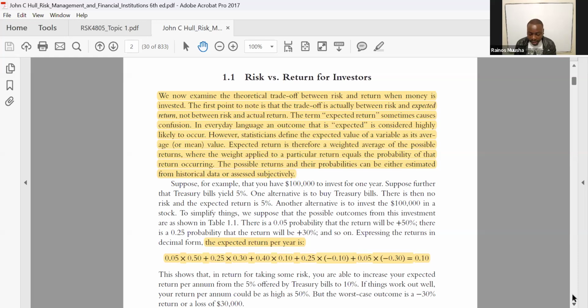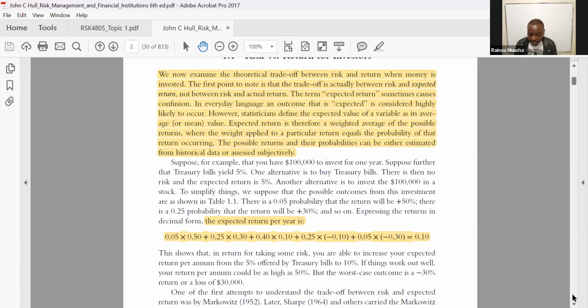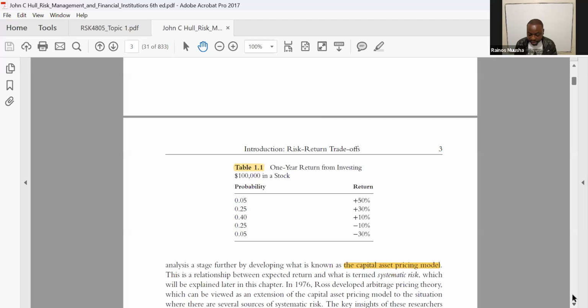So to understand how the expected return of an investment is calculated, they refer us to table 1.1. Can you quickly read through table 1.1, which shows us the returns and the probabilities of earning the returns, and we'll go through that calculation together. So from the returns and the associated probabilities, how do we calculate the expected return?